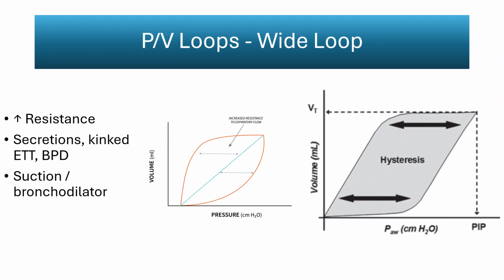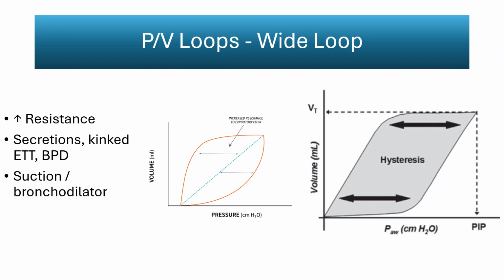A wide pressure-volume loop indicates increased hysteresis between the inspiratory and expiratory limbs. In a normal loop, the two limbs separate slightly because of the natural differences between inflation and deflation. When the loop becomes markedly wider, the distance between the inspiratory and expiratory paths has increased, signaling a change in the mechanical behavior of the lung. The most common cause is increased airway resistance.